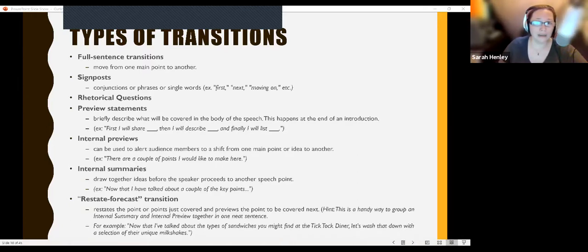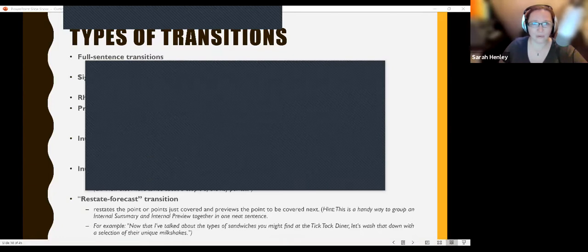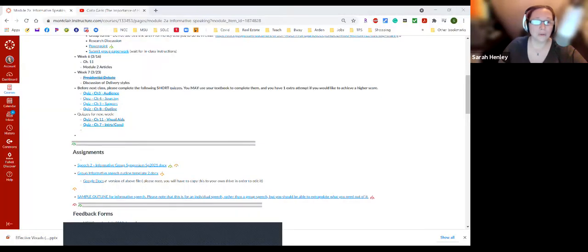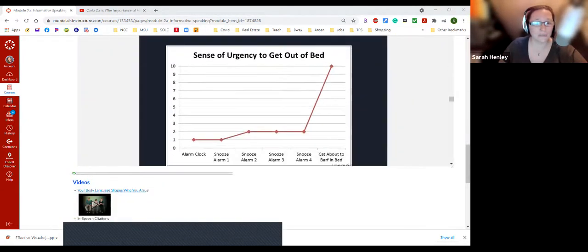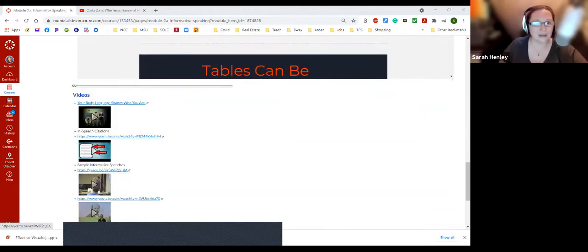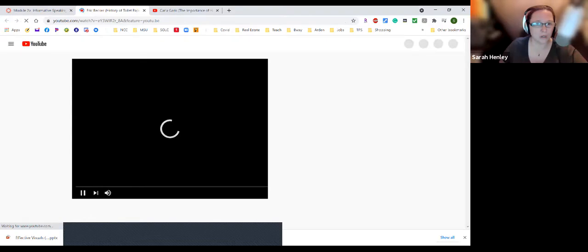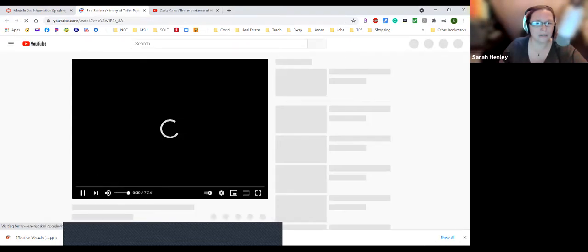So those are the common types of transitions that we use in speeches. What I want to do now is to hopefully share a video for a speech where we can hear some of these in place. So I'm only going to play a portion of it, and you can at least hear the internal preview. Actually, I'm going to play a different one. I'm going to play the toilet paper one that you already listened to, because you're already familiar with it. You'll be able to identify these couple of transitions at work. So I'm going to jump around a little bit.